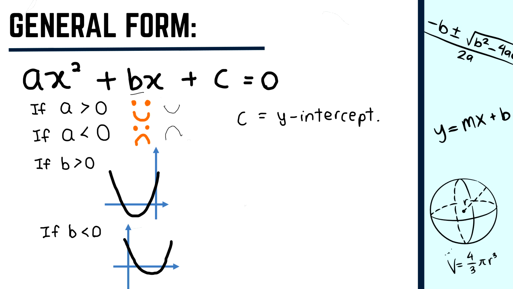Then we see the last, c. c is the y-intercept. The y-intercept is the coordinate that touches the y-axis when x is 0.